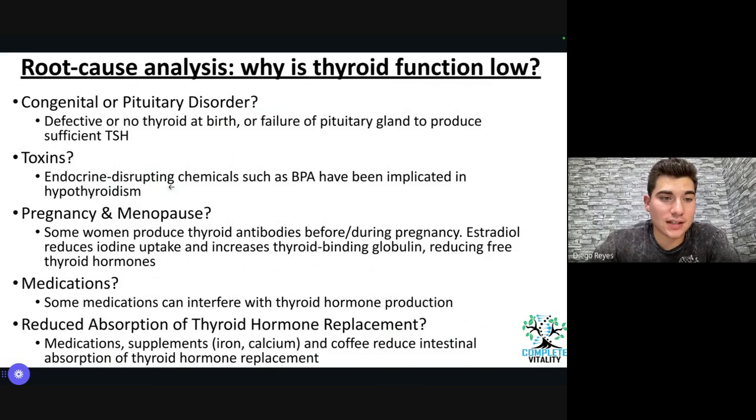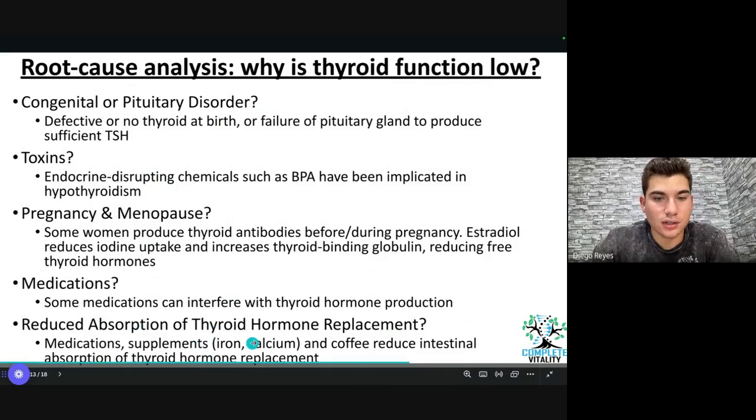Toxins impacting thyroid, pregnancy and menopause. Producing thyroid antibodies before and during pregnancy. Estradiol reduces iodine uptake and increases TBG, so it's trapping more of your thyroid hormone, reducing free thyroid hormones. Other medications can impact thyroid hormone production. Off the top of my head, I'm not too sure, but after some research I can probably find some. Off the top of my head, I can see that metformin, statins, ACE inhibitors, and calcium blockers are all impacting thyroid function, and they can reduce absorption of thyroid medication. So if you're taking other medications, drinking a bunch of stimulants, not sleeping enough, and you're overstressed, this is why your thyroid function is low.